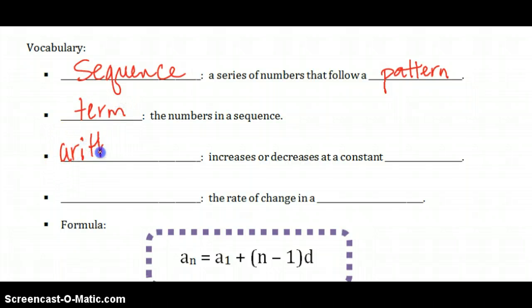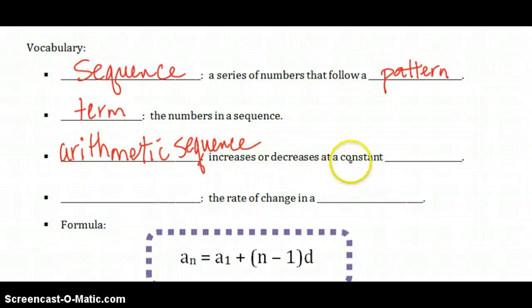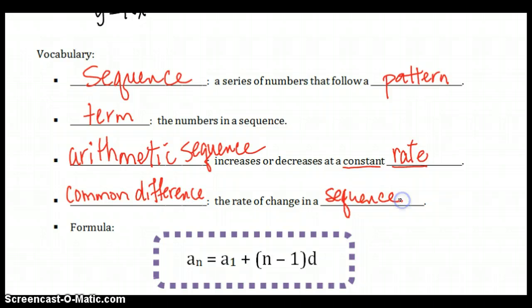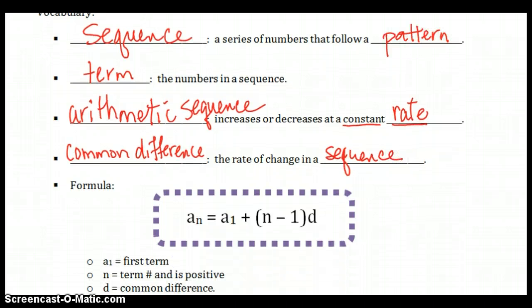Arithmetic sequence increases or decreases at a constant rate. There's that phrase again, constant rate. All right, the common difference is the rate of change in a sequence. Okay. Now, there is a formula for finding the nth term in a sequence. N stands for if I want to find the 8th term or the 9th term or the 10th term. N is what term I'm looking for.